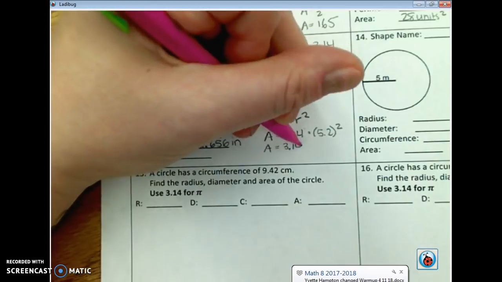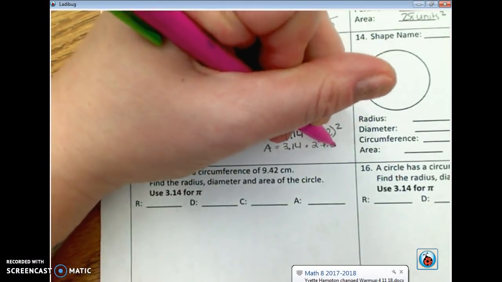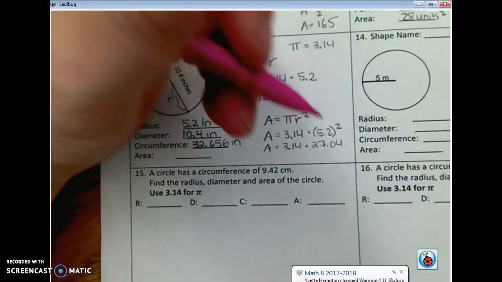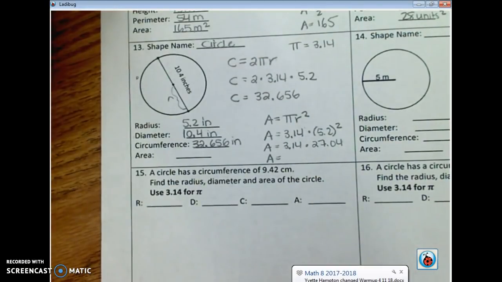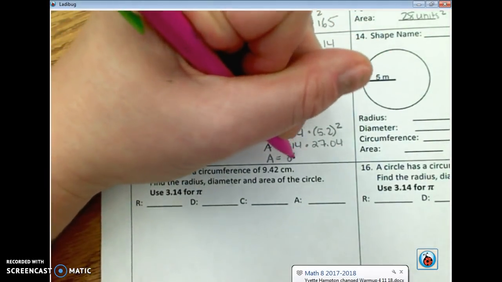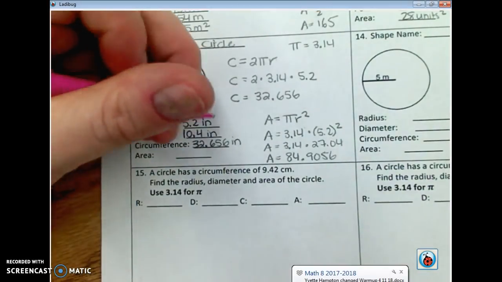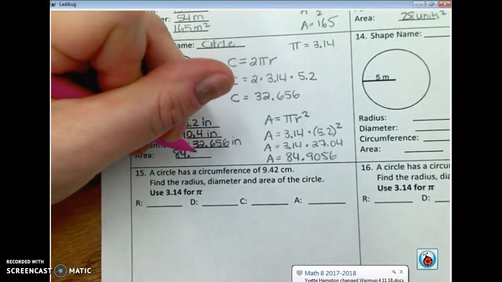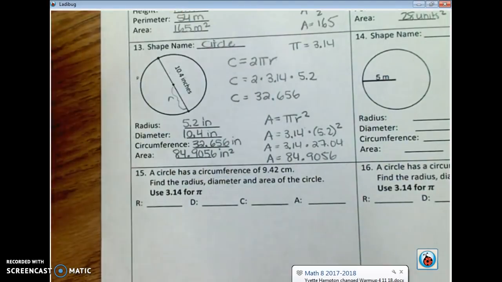Area equals, I'm going to go ahead and show my math for what is 5.2 squared, and that is 27 and 4/100. Again, I just like to communicate very clearly where all my math is coming from. Now I can take that number and multiply it by 3.14. It does not tell me where to round, so I'm going to leave all of the digits in my final answer. So I'm going to have 84.9056 inches squared.